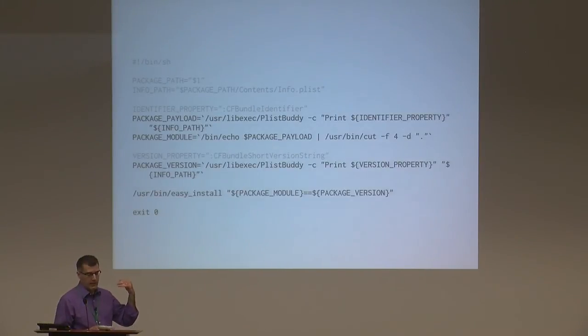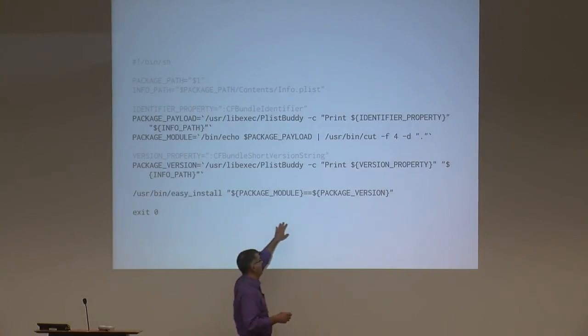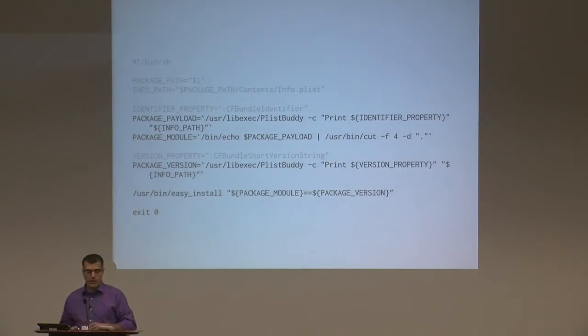So the second set of dark lines here gets the version, and then I use that with easy_install. We put it all together with easy_install, and we're running easy_install with package module equals package version. It looks a lot like that dulwich==0.08 command that I had before. And then the script exits.